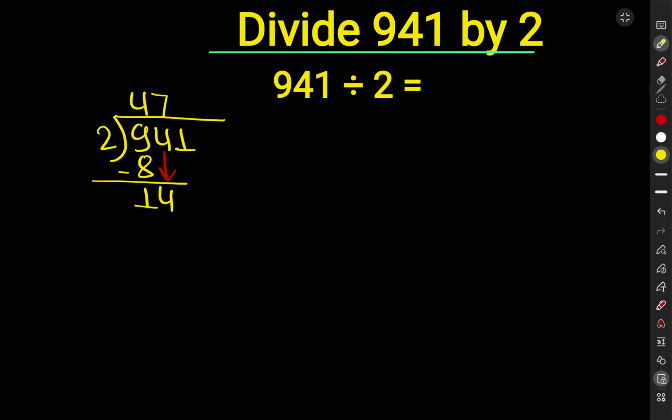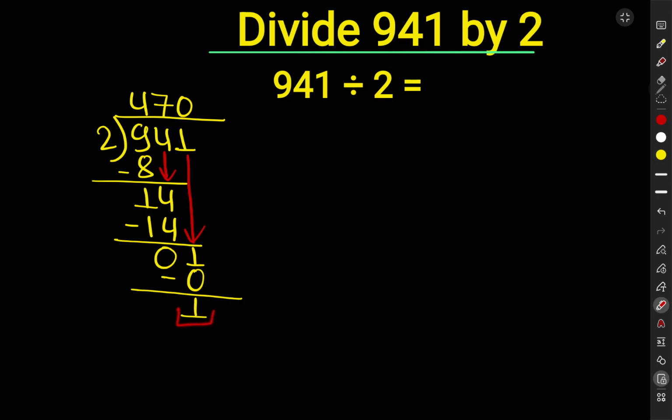So 2 times 7 is 14. On subtracting we get 0. So now we put down this 1 and 2 times 0 means 0. On subtracting we get 1.